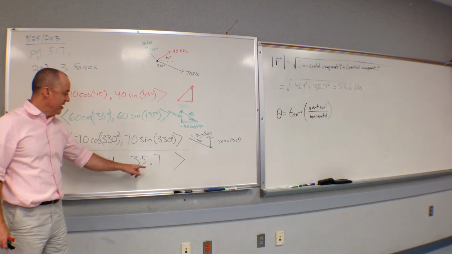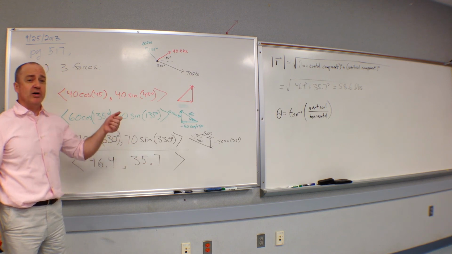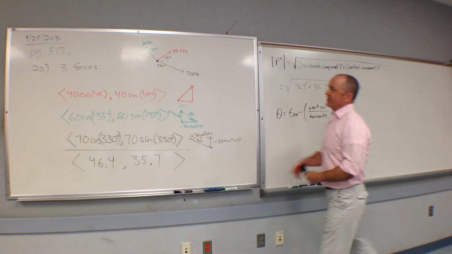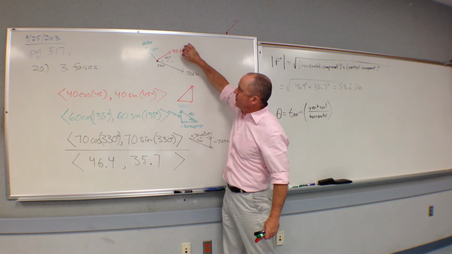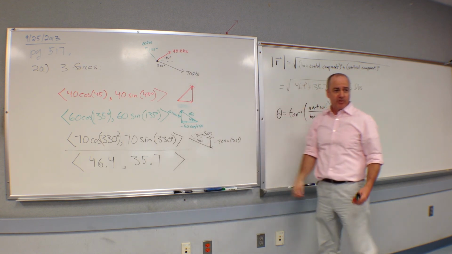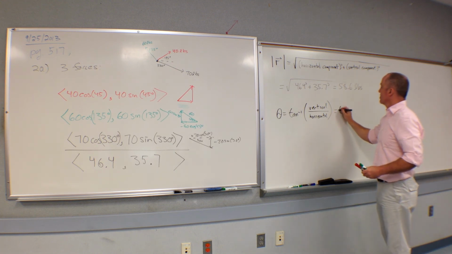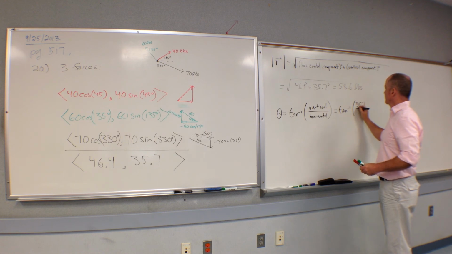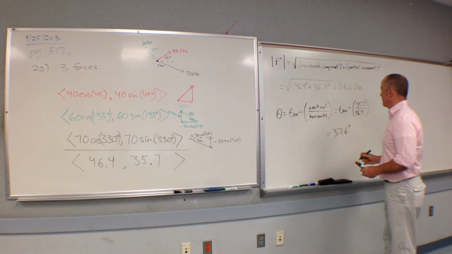If we were putting the larger number on top of the smaller number, tangent would be greater than 1, and we'd be expecting an angle a little bit more than 45 degrees. And we've got the 70-pound pull going down, so I would expect that to tilt this 45 degrees downward a little bit, because it's the bigger pull. So we find the inverse tangent of 35.7 over 46.4. 37.6. 37.6, less than 45 degrees.